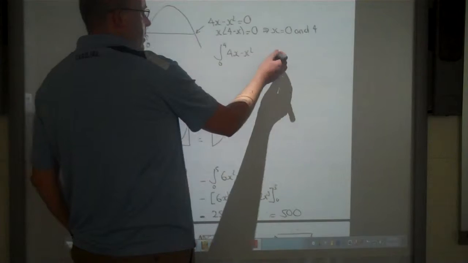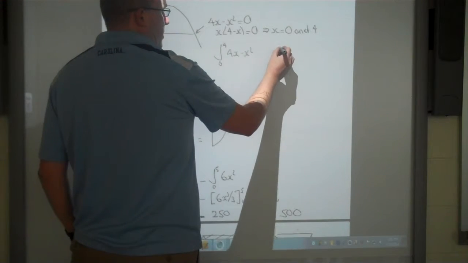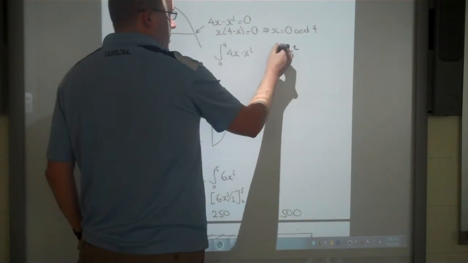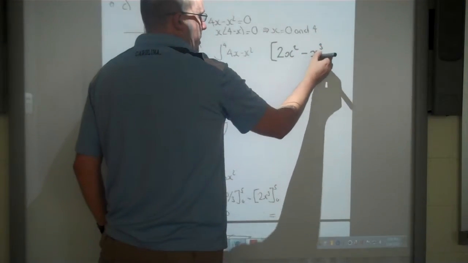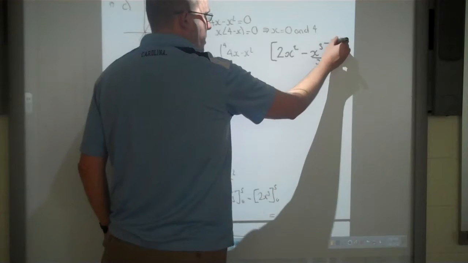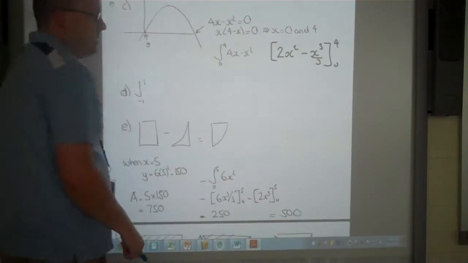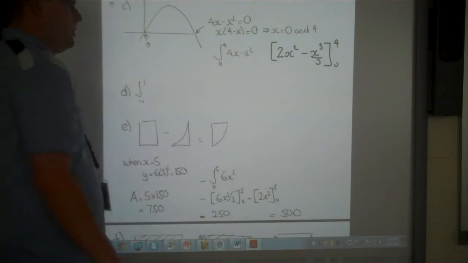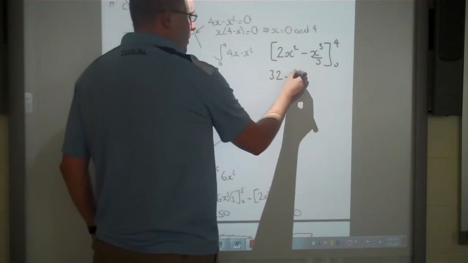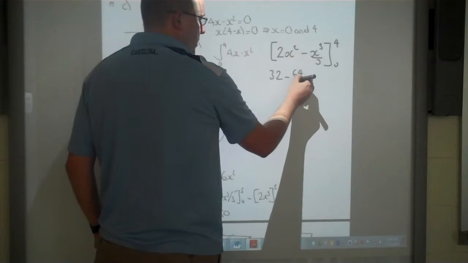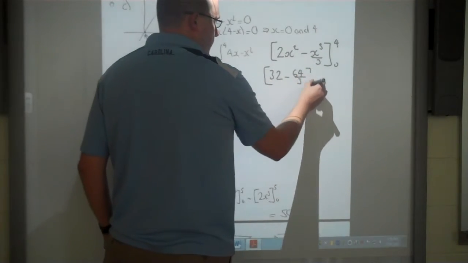So if we go ahead and integrate, the integral of 4x is 4x squared over 2, which when you simplify gives you 2x squared. The integral of x squared is x cubed over 3, between 4 and 0. So 2 times 4 squared, 2 times 16 is 32. 4 cubed is 64, over 3 is 64 over 3. I'm just going to leave it like that for now.